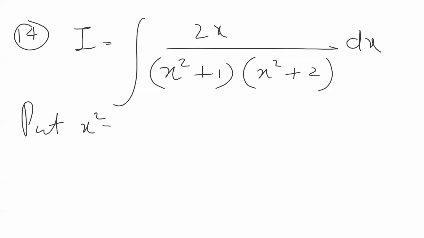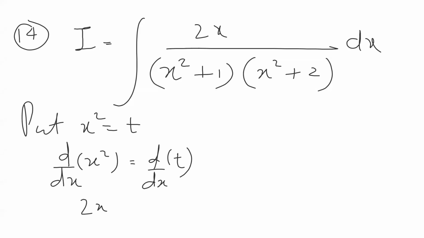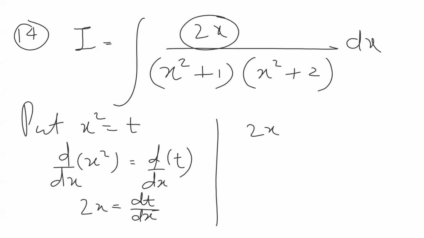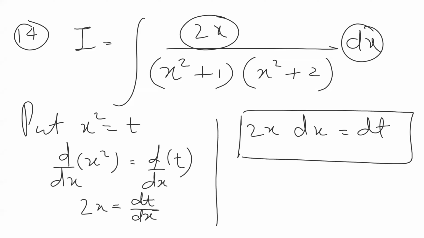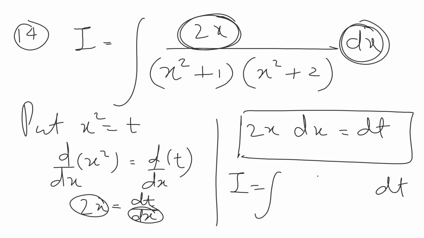Put x square equal to t, d by dx of x square, d by dx of t, 2x dt by dx. So can you check my answer? So don't speak, please. 2x dx will be dt. Okay. So 2x dx I have grouped from here. 2x dx is equal to dt. So I is equal to, 2x dx is dt. Numerator, nothing is left, so I'm writing 1. 1 upon t plus 1, t plus 2.